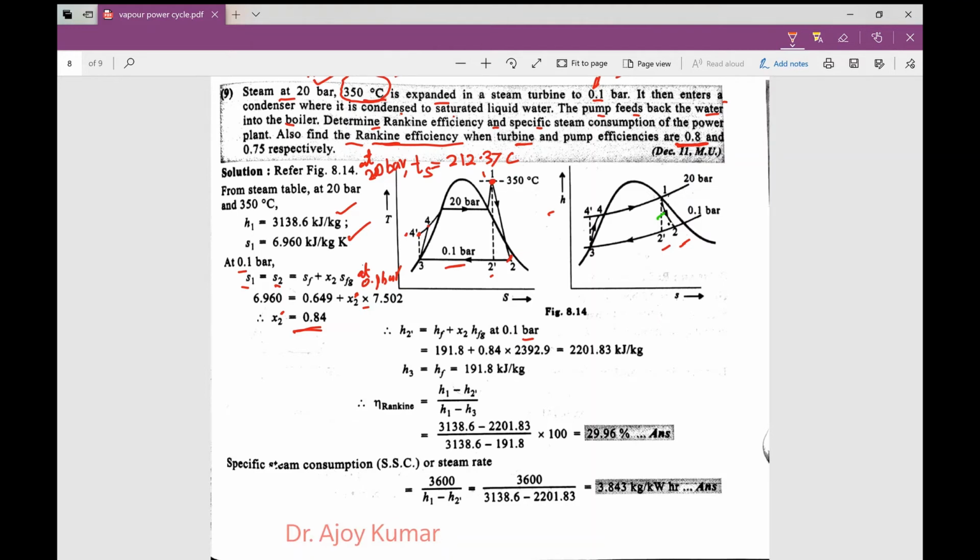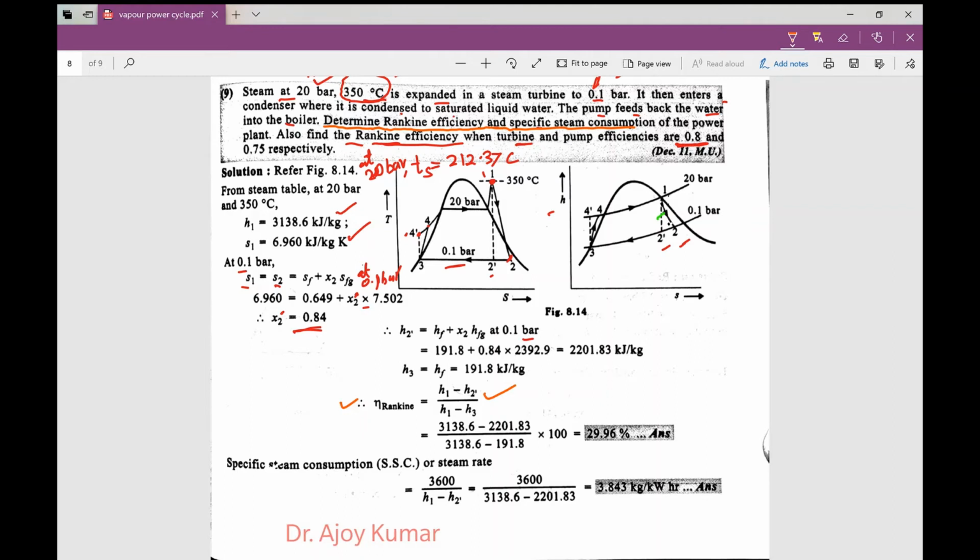So dear students, here we are going to calculate Rankine efficiency, because first it is asked to determine Rankine efficiency and specific steam consumption. By considering only isentropic expansion, we should calculate Rankine efficiency. So Rankine efficiency is (H1 minus H2 dash) divided by (H1 minus H3). It means by neglecting pump work, we have to solve this numerical.